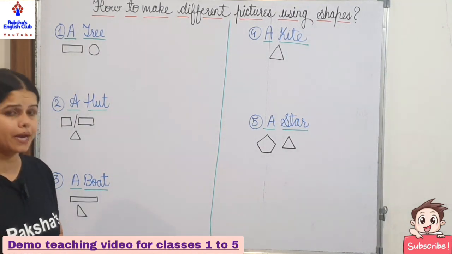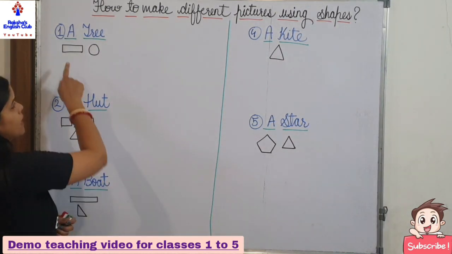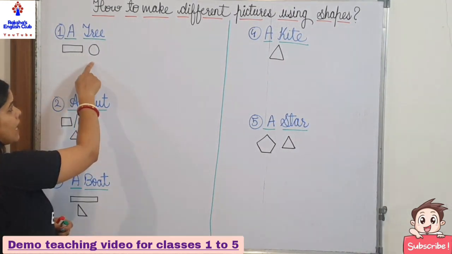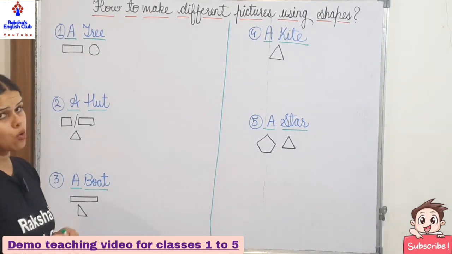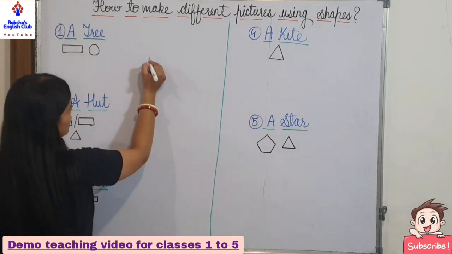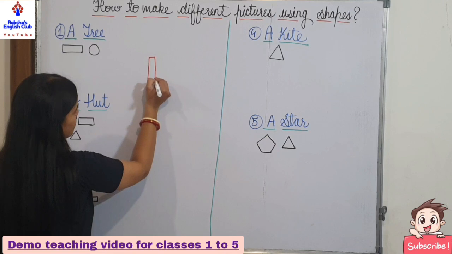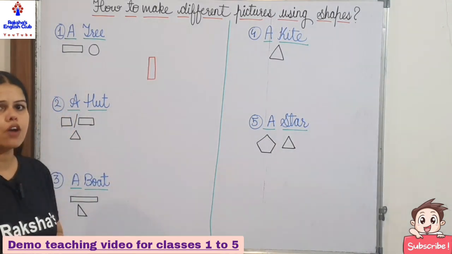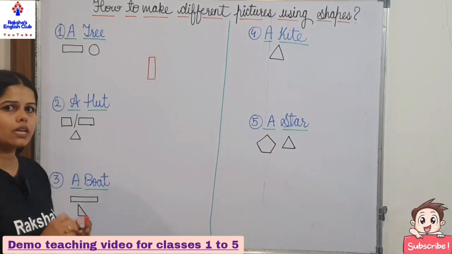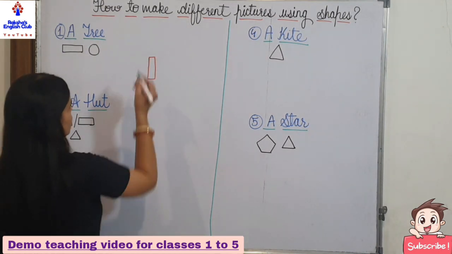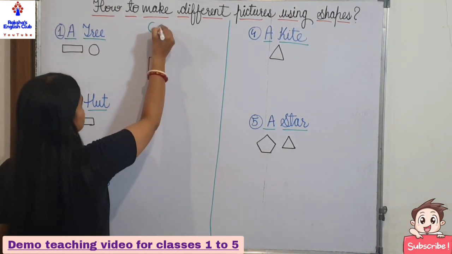So I am going to make this tree with the help of a rectangle and circle. So how to draw it, please look here. Here I am drawing one rectangle. Okay, now a rectangle can be drawn in any direction. Okay, then I am going to draw some circles.